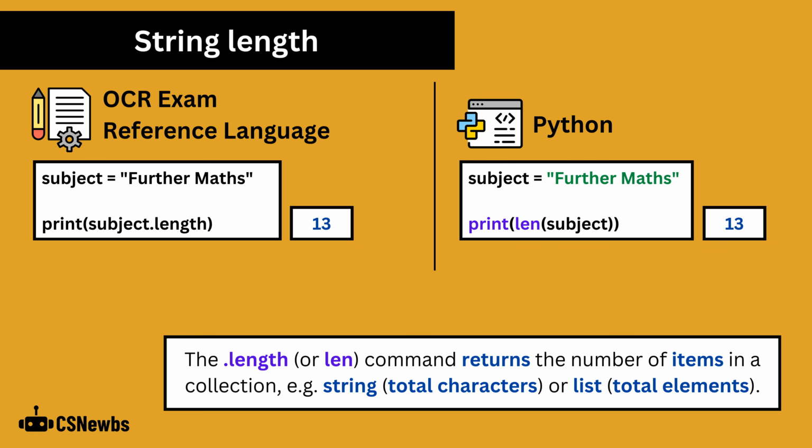The .length, or in Python len, command returns the number of items in a collection. For example, in a string, it will return the total number of characters, or in a list, the total number of elements. Here, length, or len, is used to output the number of characters in the string further maths, of which the space is included as a character.